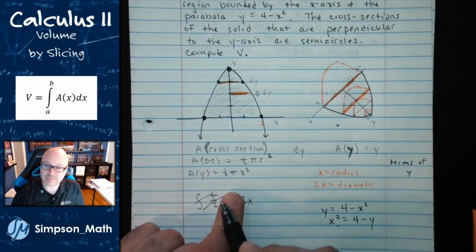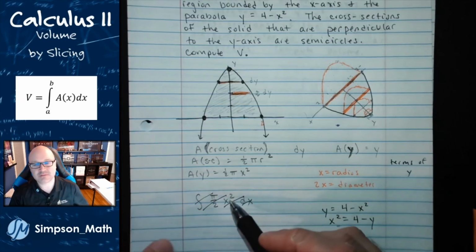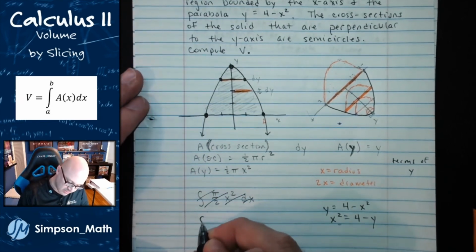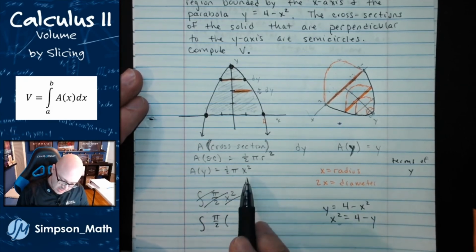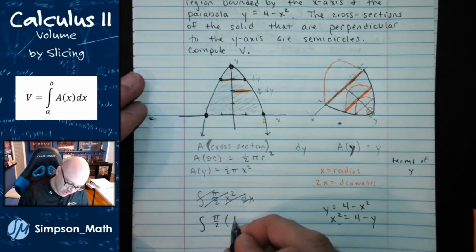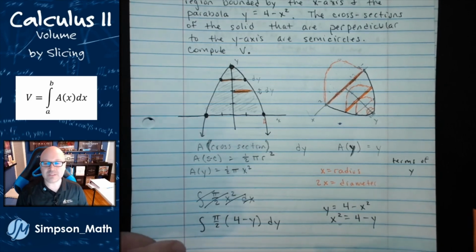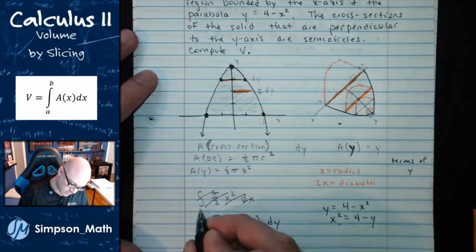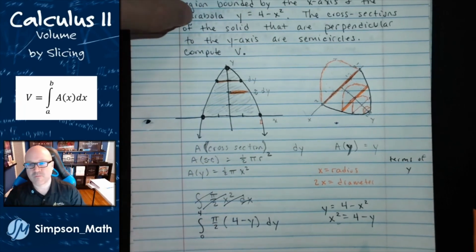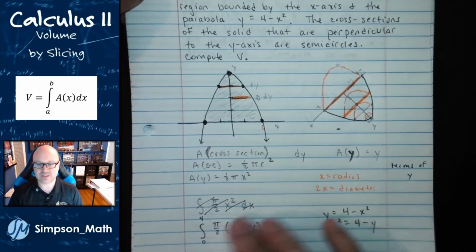So as I set up my integration, because I'm doing it with respect to y, I need it in terms of y. I almost made a mistake there. So let's integrate in terms of y. Pi halves times, it's x squared, but x squared is 4 minus y, dy. Now I'm doing this over an interval. What's the least y value and the highest y value? Well, 0 to 4. Okay, at this point, the new stuff is over. This is just old stuff now.